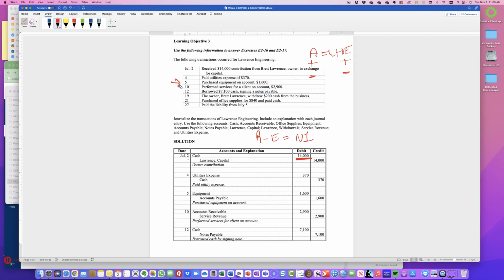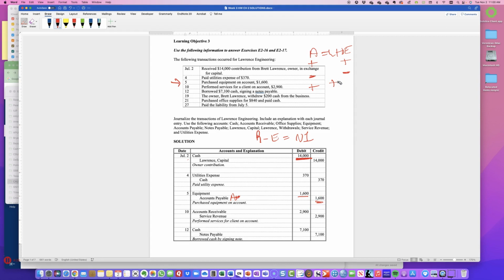Now we move on to the 5th of July, where we purchased equipment on account for $1,600. Equipment is our asset account, and that's going to go up by the $1,600. But we didn't pay cash this time. We bought it on account. That would be accounts payable, AP, and that AP has a credit balance and it's a liability. So we see the effect on the accounting equation at the top here as we're moving along.